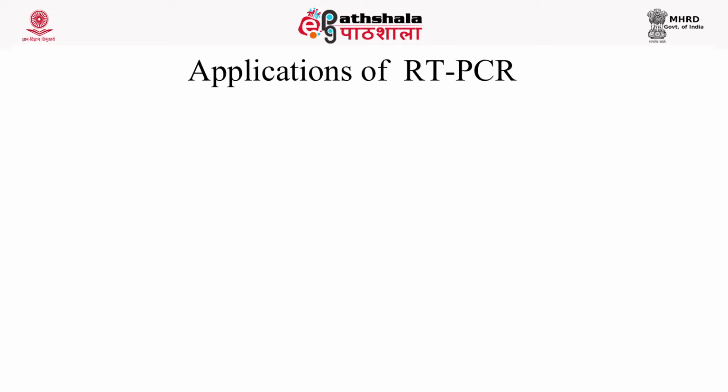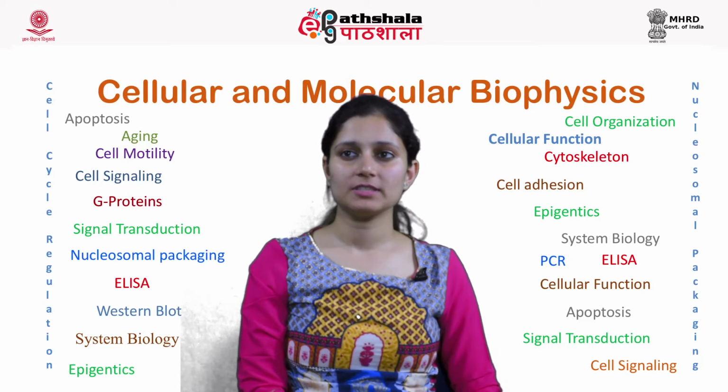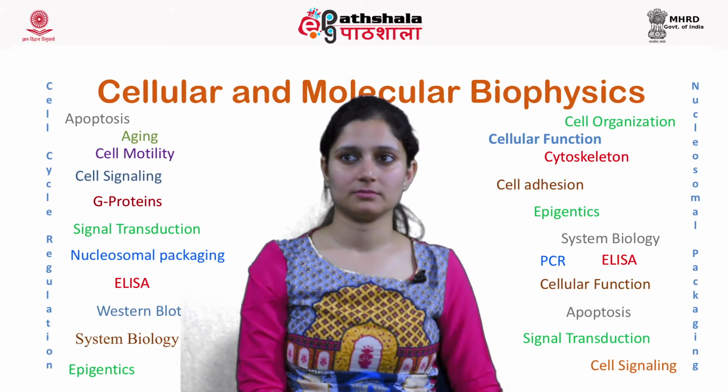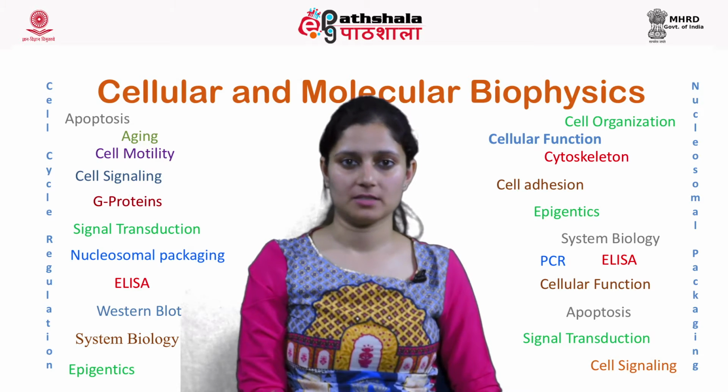Let us see the applications of reverse transcription PCR. Reverse transcription PCR can be used for the quantification of viral antigens such as P24 antigen of HIV, to study the expression levels in cells and tissue and to study the presence or absence of active TB infection.